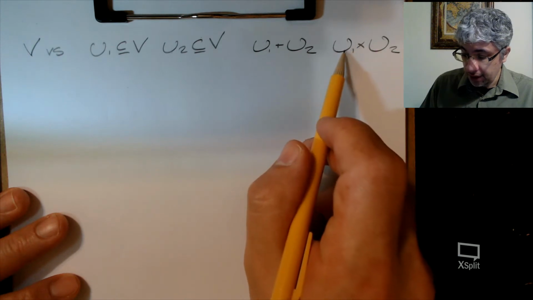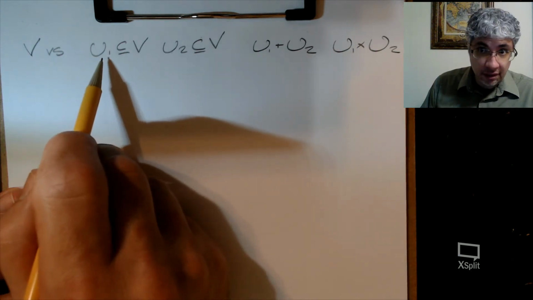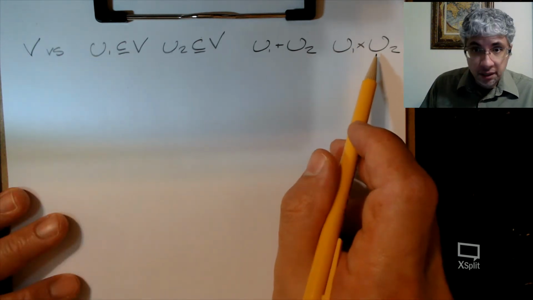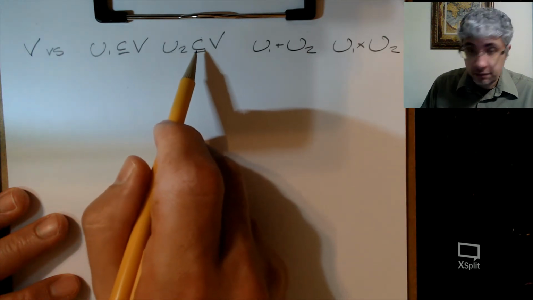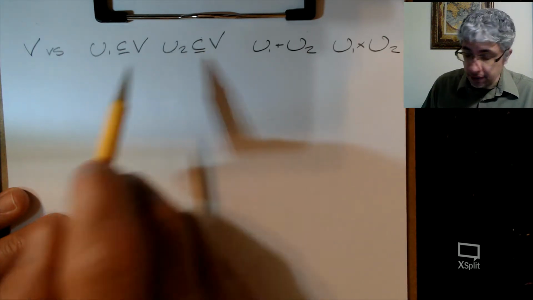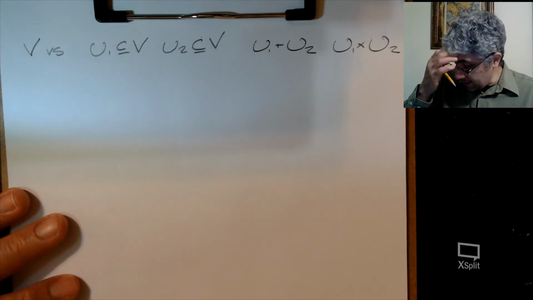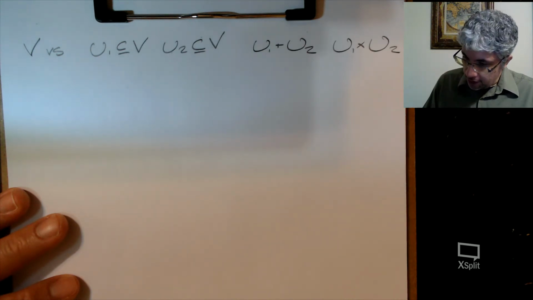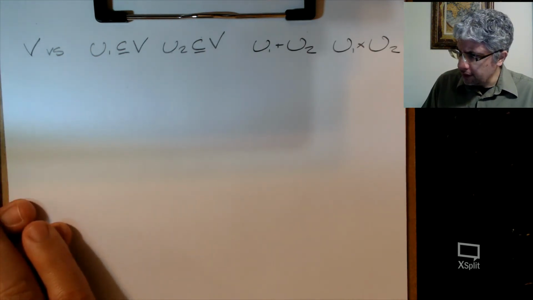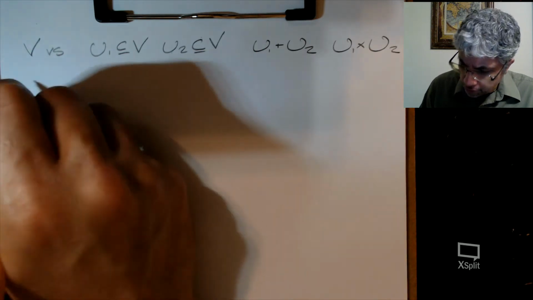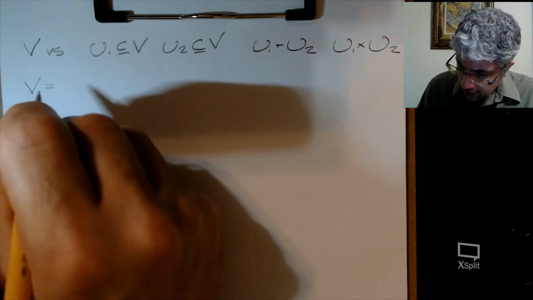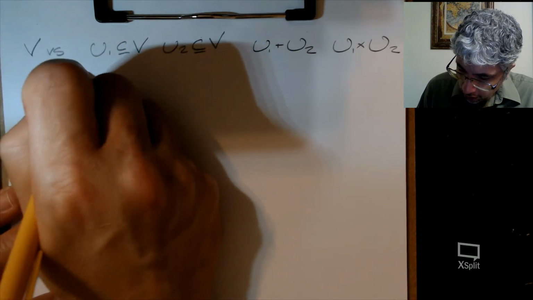Well, it would mean something in U1, which also happens to be in V because it's a subspace, and something in U2, which would also happen to be in V because U2 is a subspace. So what's maybe an example of something like this? Let's take V to be R3.